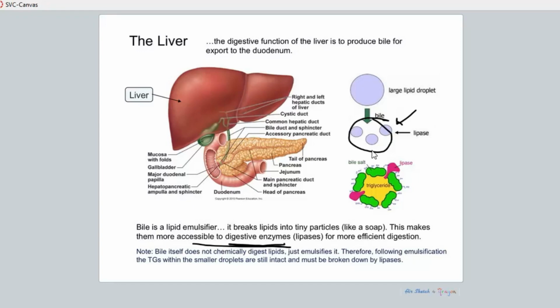So it's required for the efficient digestion of lipids and triglycerides. Here you can see what's going on. You have this lipid droplet with a whole bunch of intact triglycerides, and bile breaks the lipid droplets up. These bile salts surround the lipids and are able to emulsify them. That increases the surface area for lipases to come in and break those triglycerides down into their component parts.